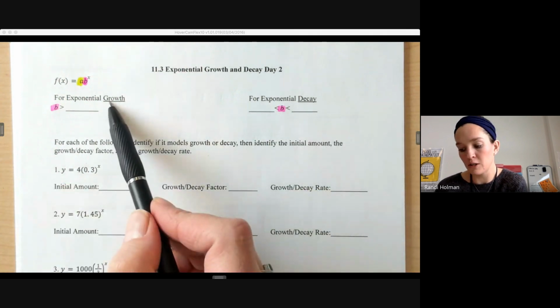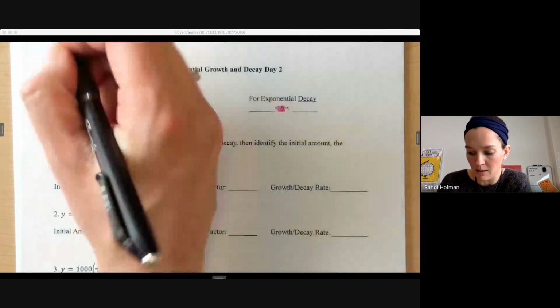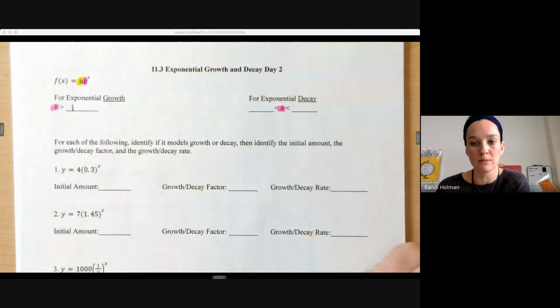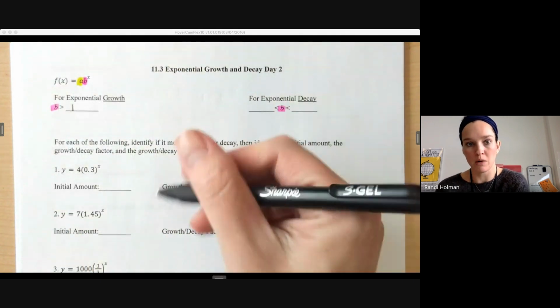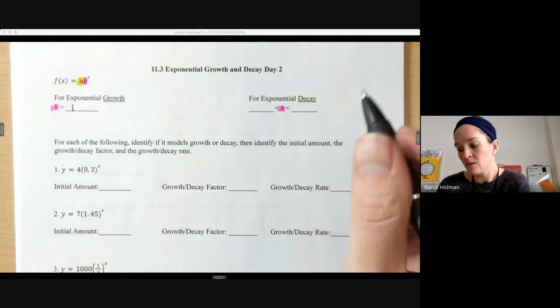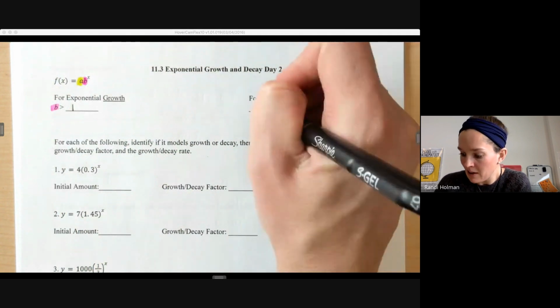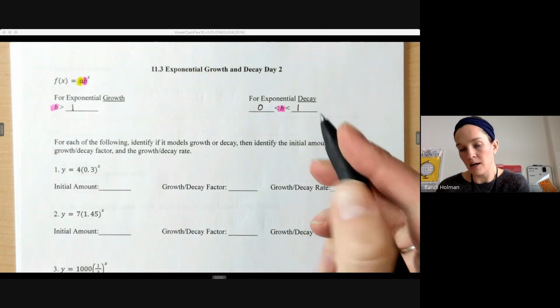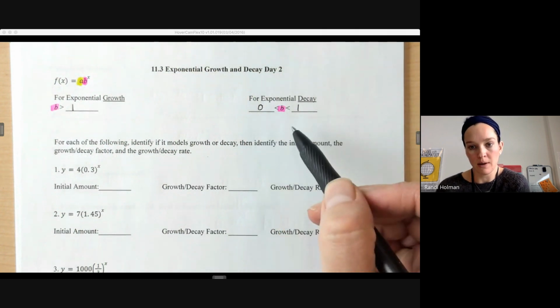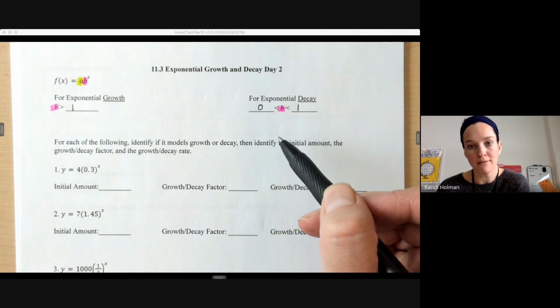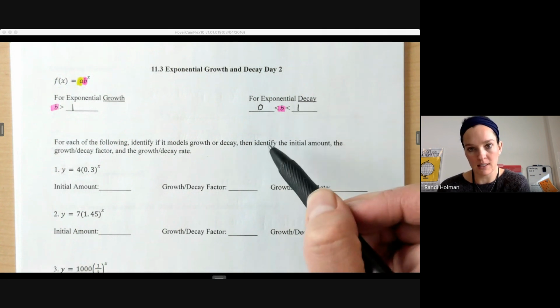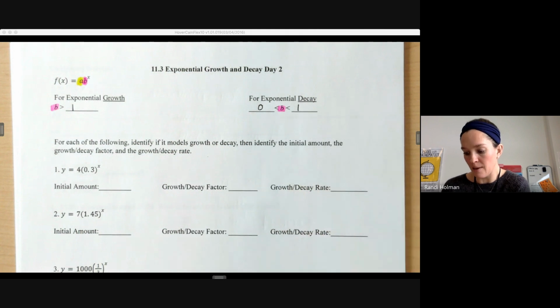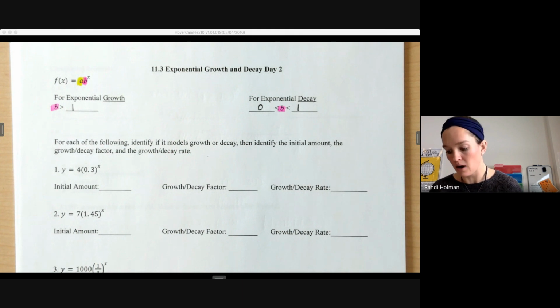In order to be growth, we have to be multiplying by something more than 1, right? If you multiply by 2, your number is going to get larger. Multiply by 5, your number is going to get larger. For exponential decay, that b value is between 0 and 1. Think about a fraction. If I take half of something, it's getting smaller, or a third, something like that. B is always going to be positive. That's part of what makes it an exponential.